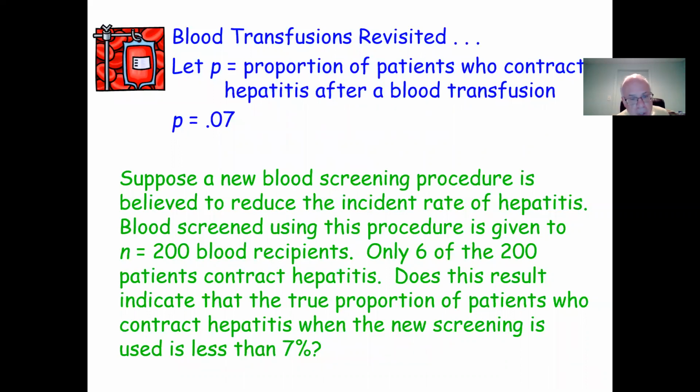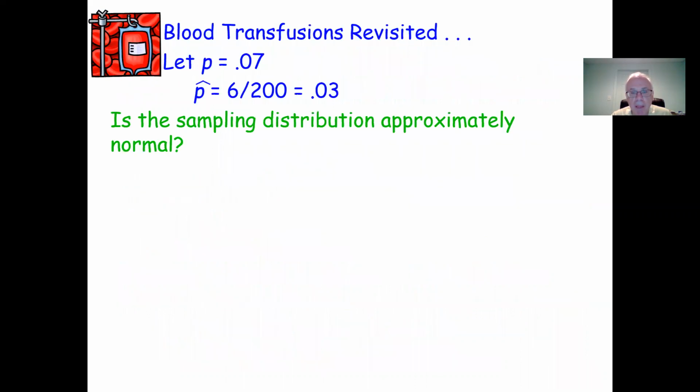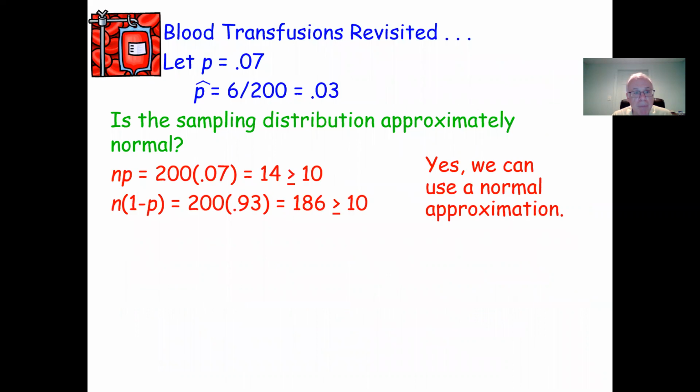Does this result indicate that the true proportion of patients who contract hepatitis is less than 7%? That's kind of a difficult question to wrap your head around, but let's see exactly how we answer it. So p is 0.07, p hat from the sample is 0.03. We want to determine, number one, if the sampling distribution is normal.